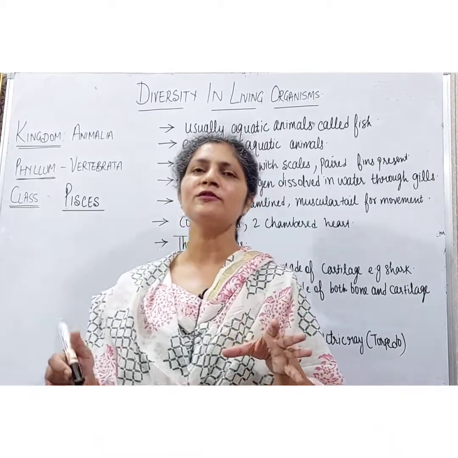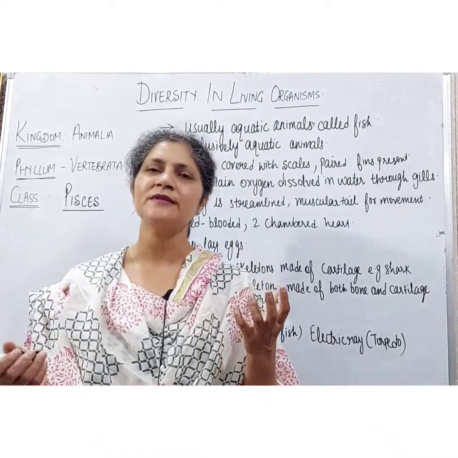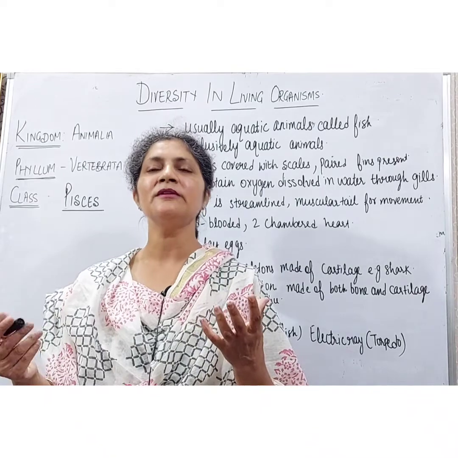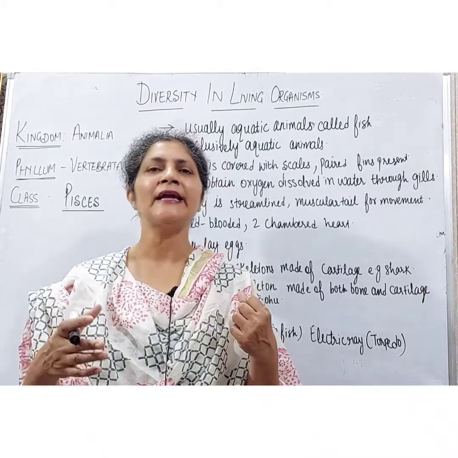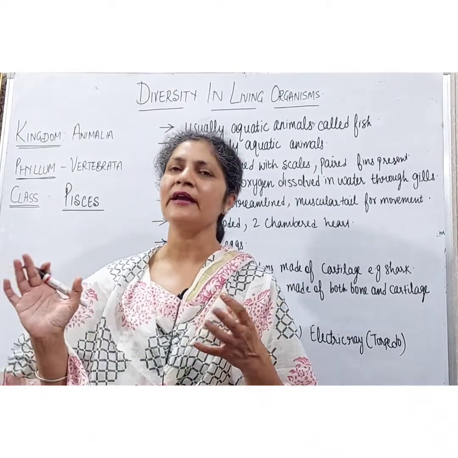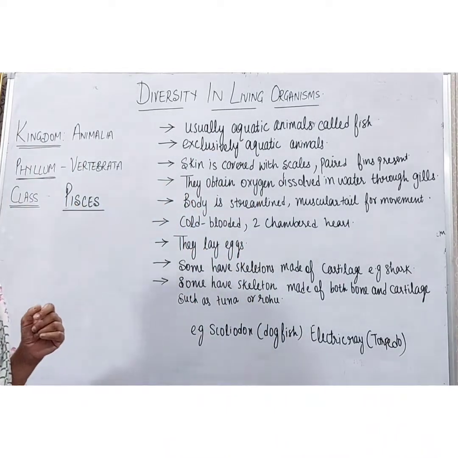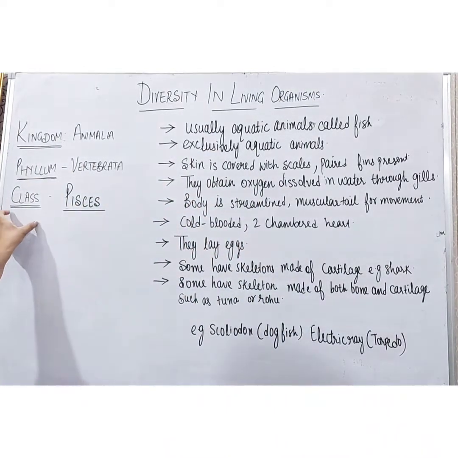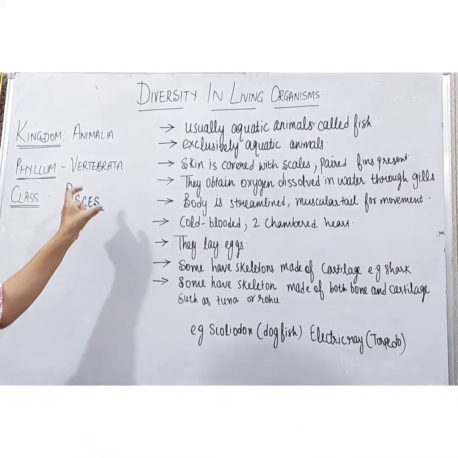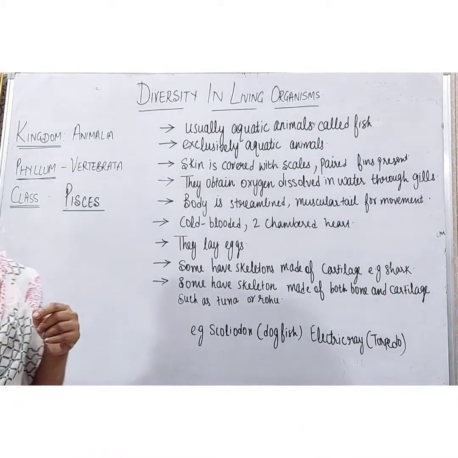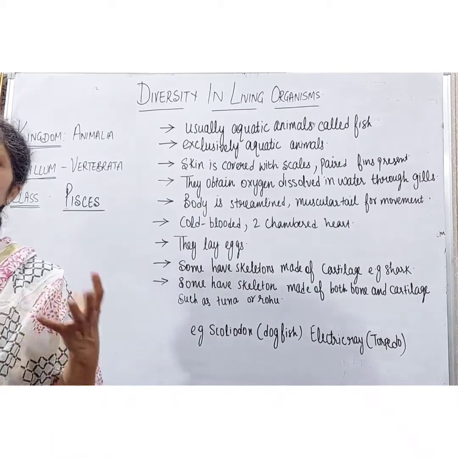In the cyclostomes, we studied that they are mostly animals with a circular mouth, and they are suctorial and ectoparasites. Now in this lecture, students, we are going to discuss the next class, that is Pisces, which are usually aquatic animals and are called fish.